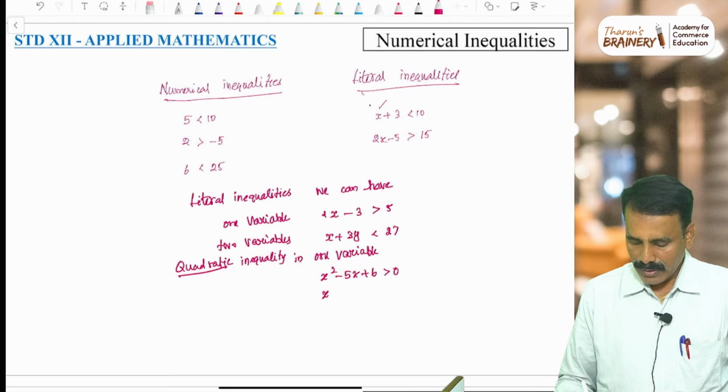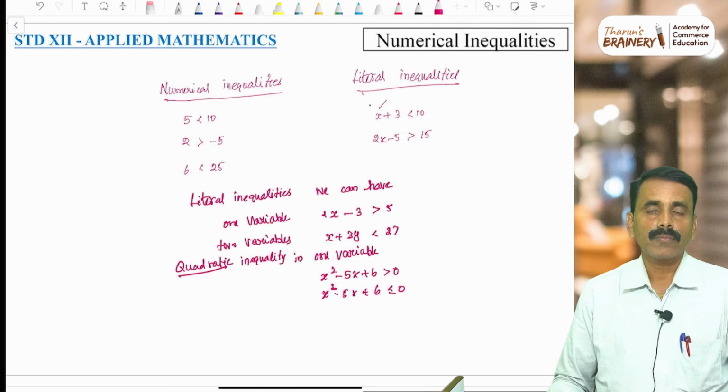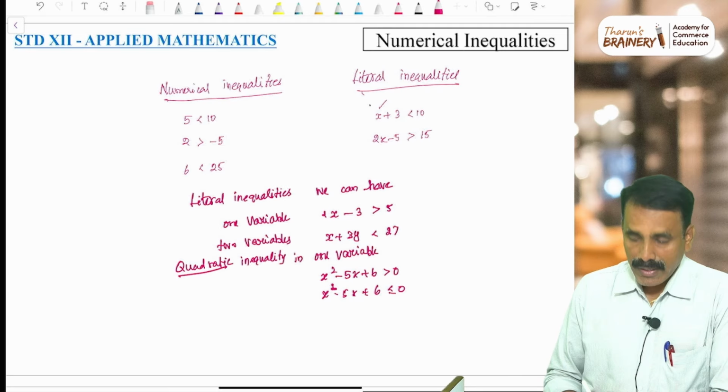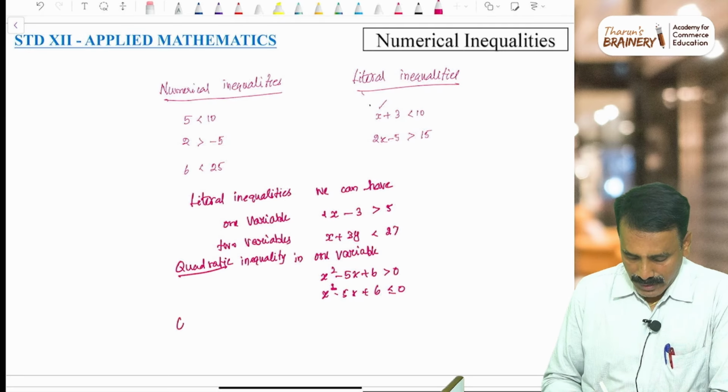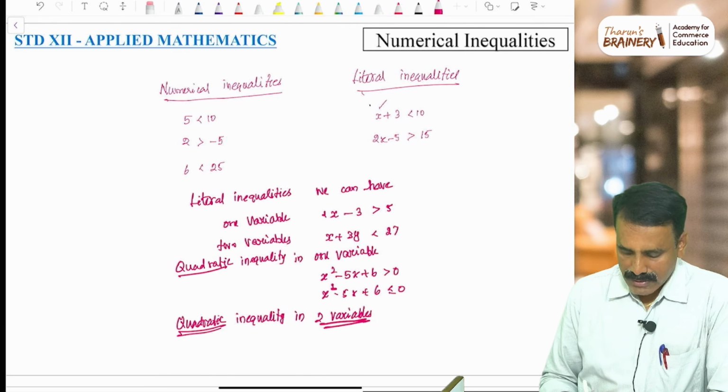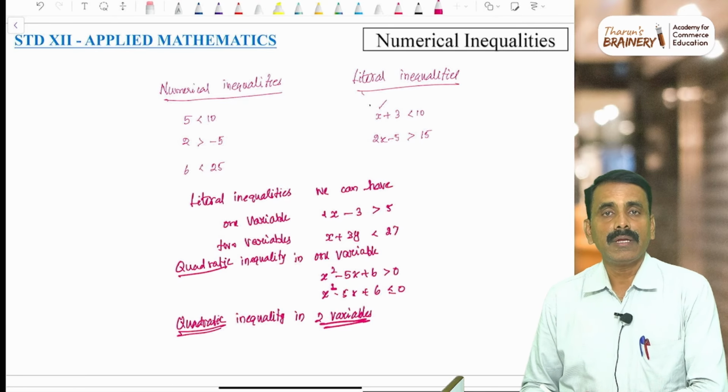Or we can have x square minus 5x plus 6 less than or equal to 0. Okay. And we can have a quadratic inequality in two variables. What is quadratic? Degree 2. Two variables we must have, namely x and y.